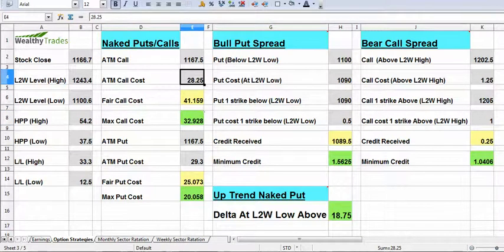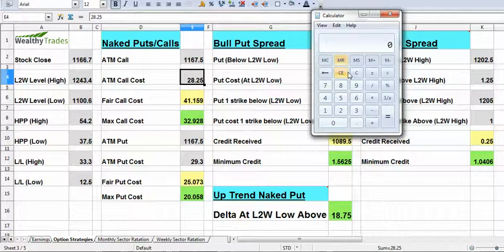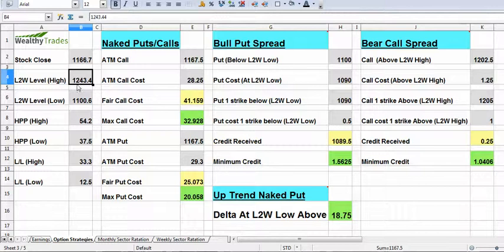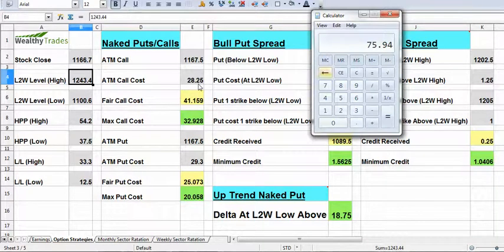Now what would my target be? Well, the target's simple. I'm targeting that expected high, right? The expected high is 1243.44. And I'm buying the at the money call of 1167.50. So my target's going to be the distance between the call and the upside, so $75.94. So think about this. I'm willing to buy this. Why am I willing to buy this? Because it hits at 54.2% of the time. I'm buying it, right, for $28.25.